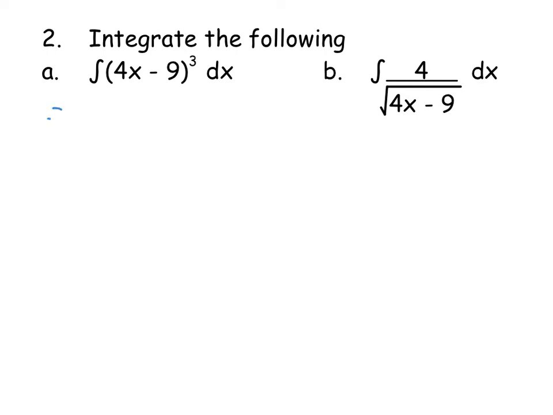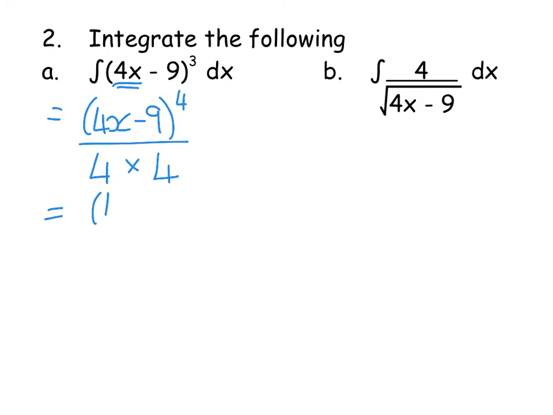So let's follow the steps. So we raise the power, so we leave the bracket as is. We raise the power to 4. We divide by the new power, which is 4. And then when you differentiate 4x, you get 4. So we have to divide by 4. But remember, that comes to the bottom as well, and they actually end up multiplying. So that leaves you with 4x minus 9 to the power 4 all over 16.